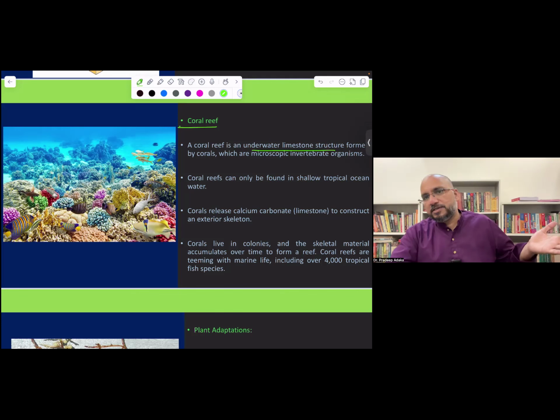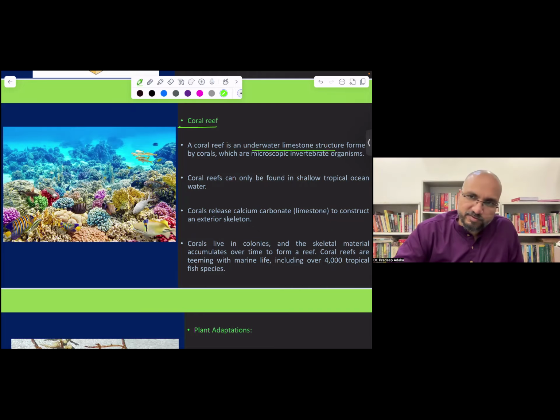Tropical forest, one of the main characteristics is that it is very rich in biodiversity. In the same way, coral reefs are also very rich in biodiversity. They can support many species of fishes and other types of organisms. Coral reefs can be found in shallow tropical ocean water. They require a particular temperature, and for the algae to photosynthesize, light is required. So they survive only in shallow waters.